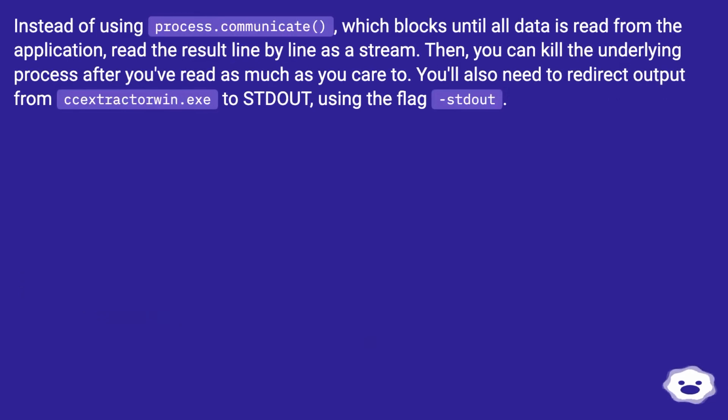Instead of using process.communicate, which blocks until all data is read from the application, read the result line by line as a stream. Then, you can kill the underlying process after you've read as much as you care to. You'll also need to redirect output from ccextractorwin.exe to stdout, using the flag -stdout.